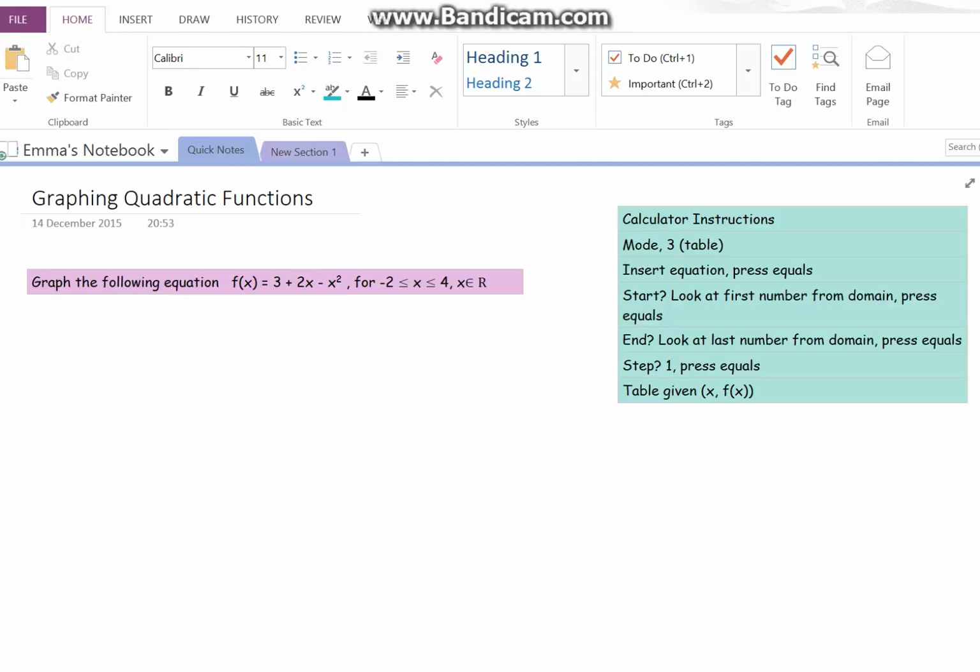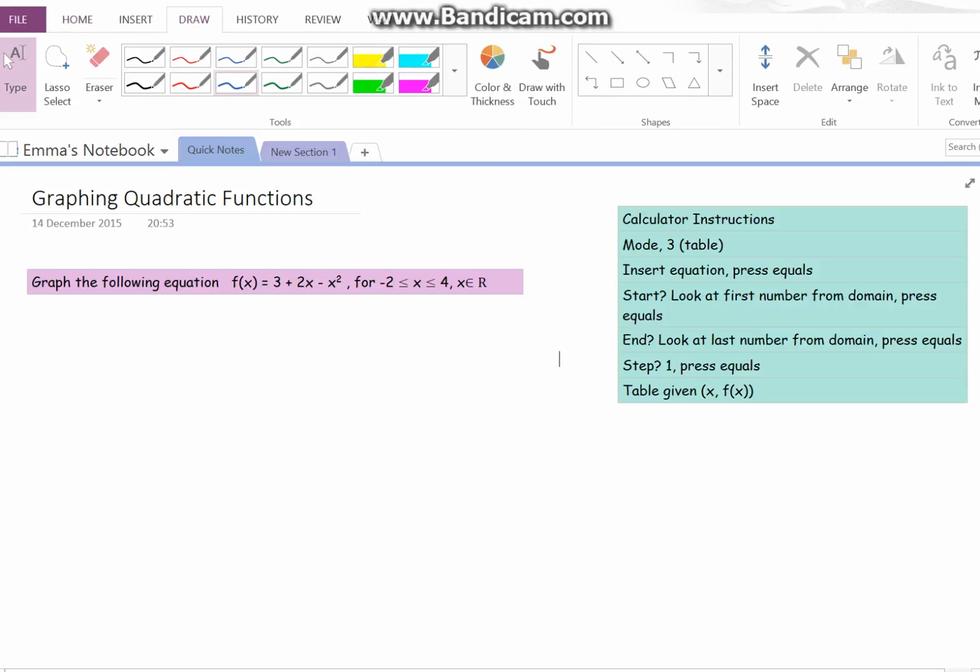Okay, so we're going to look at graphing quadratic functions or graphs. So it's asked us to graph the following equation. f of x is equal to 3 plus 2x minus x squared, for minus 2 is less than or equal to x is less than or equal to 4, where x is an element of the real numbers.